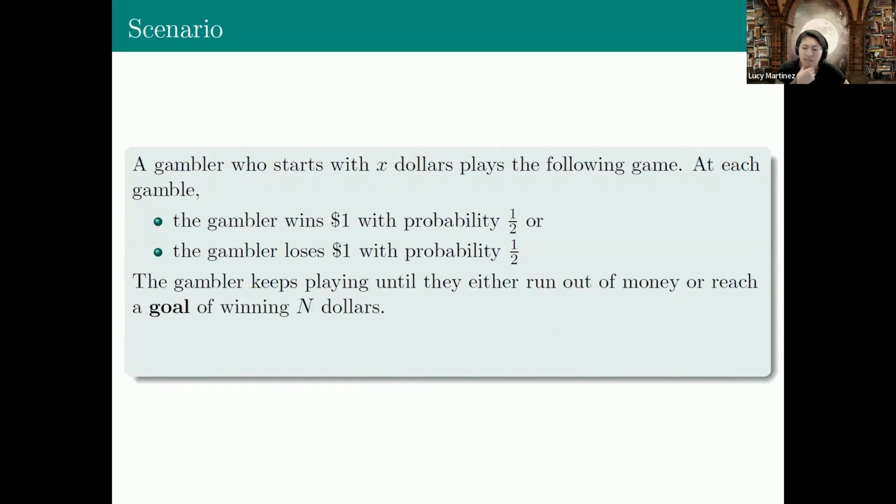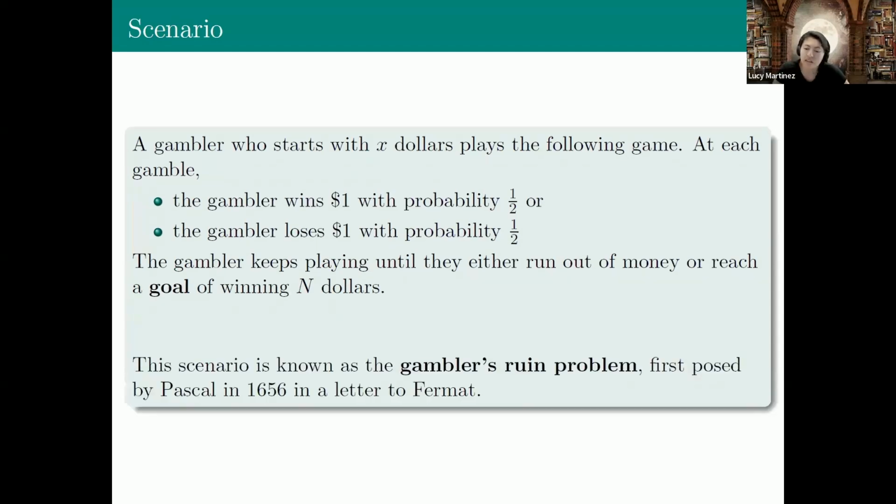The gambler will keep playing this game until either they run out of money, so they reach $0, or they reach a goal of winning some N dollars. So this gambler will start with a goal in mind of wanting to win N dollars. This scenario is known as the gambler's ruin problem, which was first posed by Pascal in 1656 in a letter to Fermat.